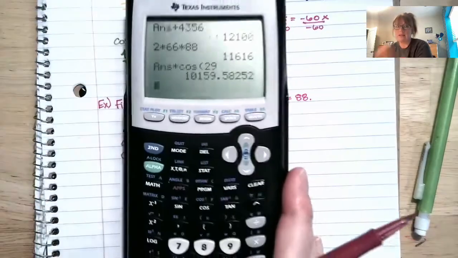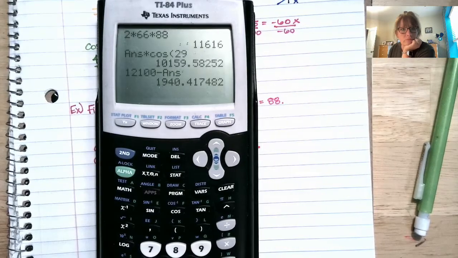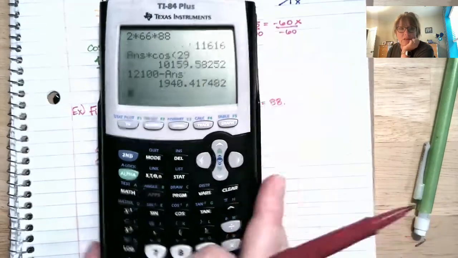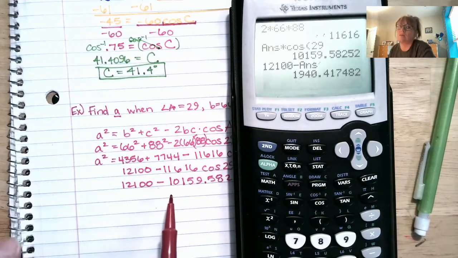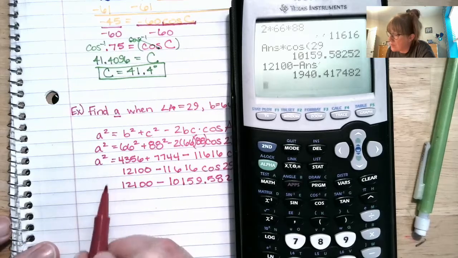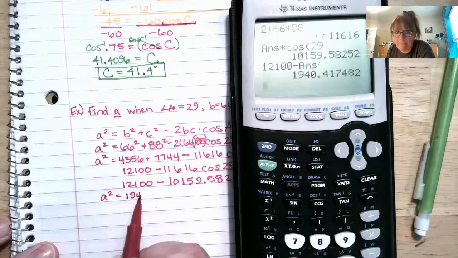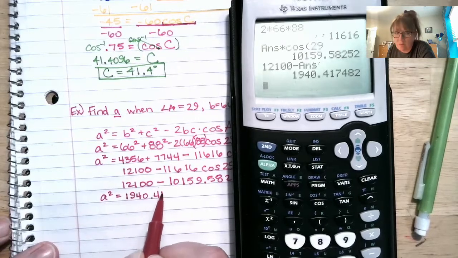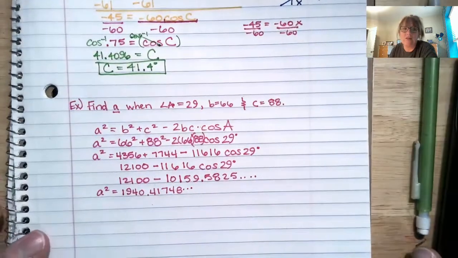Okay, so we have this answer. We got that nice little decimal in there. So let's go ahead and do 12100 minus second answer. All right, because that was the last guy we needed. We needed to plug in 12,100 minus 10,159 point blah, blah, blah, blah. So we get A squared is this guy, 1748. Okay, now how do we get just A?